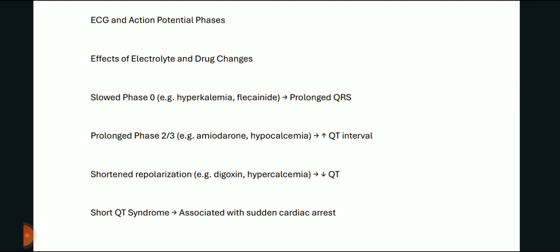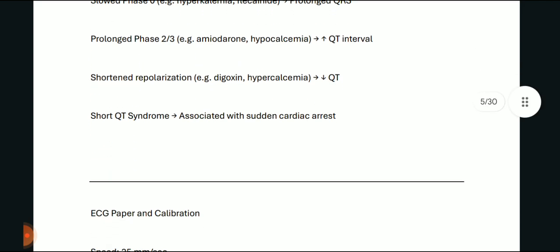Now, ECG corresponding to the potential phases, and effects of electrolyte and drug changes. What can be the effect? Slowed phase 0, as in hyperkalemia or flecainide drug therapy, can result in prolonged QRS. Prolonged phase 2 or 3 of the cardiac cycle, for example with amiodarone or hypocalcemia, can result in increased QT interval. Shortened repolarization phase, as with digoxin or hypercalcemia, can result in reduced QT interval. Short QT syndrome is associated with sudden cardiac arrest.